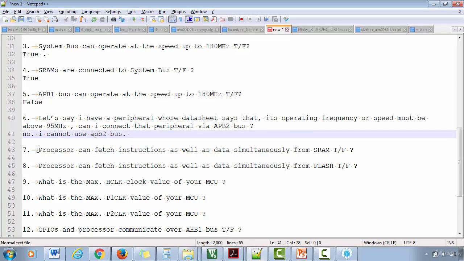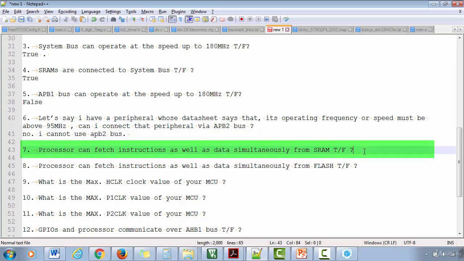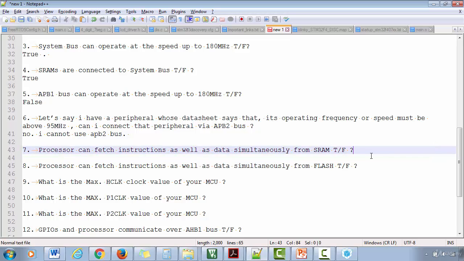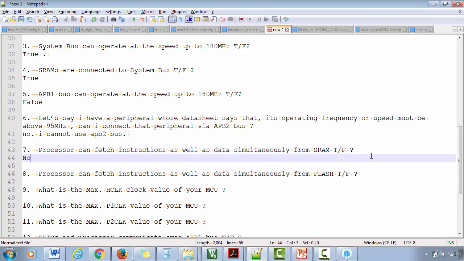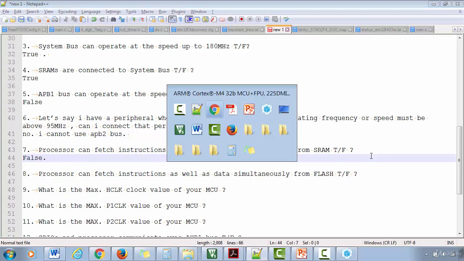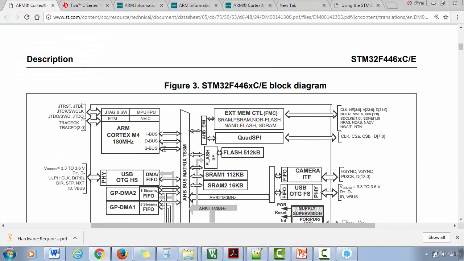Now the next question. The processor can fetch instructions as well as data simultaneously from SRAM. True or false? Just think about this answer. Can the processor fetch instructions and data simultaneously? No, it's not possible. This is false, because there is only one bus which connects to SRAM. So it has to first read the instructions, then read the data. Simultaneously, it cannot read them.